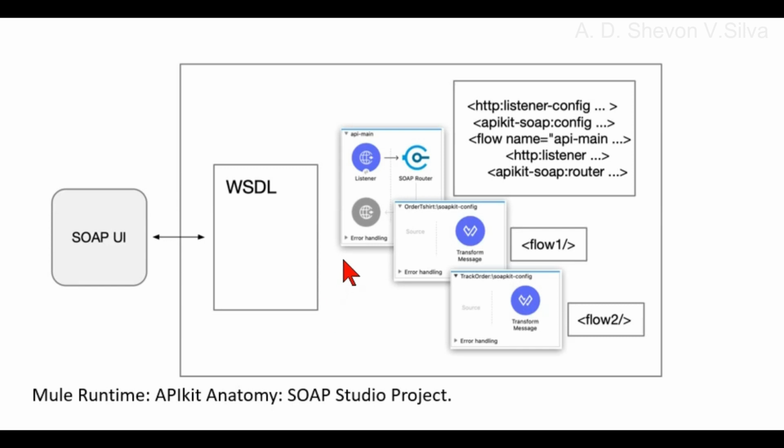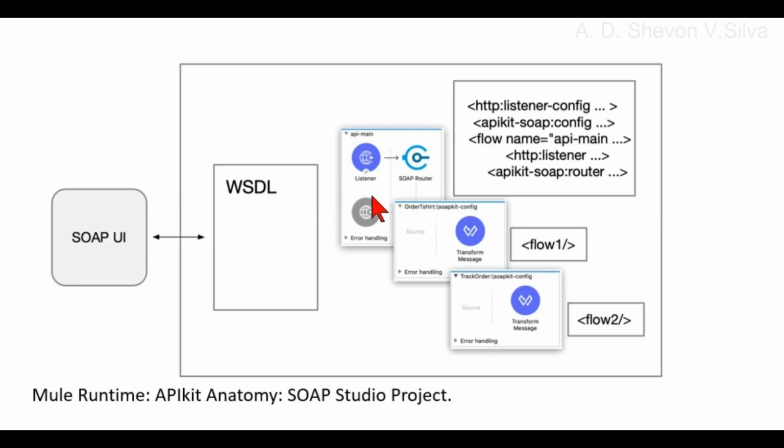Here the main flow for the API manages these functions. It exposes the API using the Anypoint Connector for HTTP, routes requests between the interface and backend flows based on the HTTP request, accepts requests, and facilitates communication between interfaces and API processes. The main flow consists of the HTTP listener and the APIkit REST or SOAP router components.